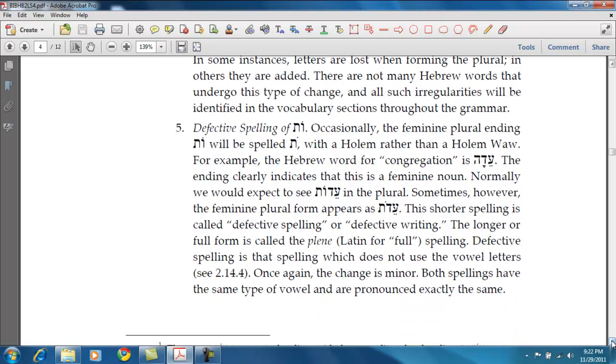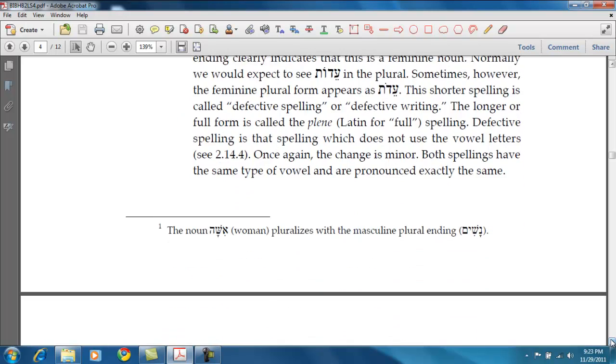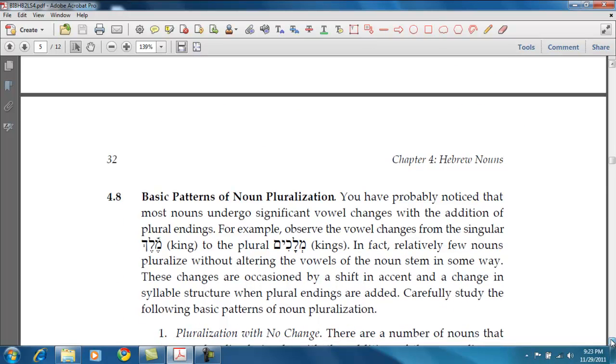Now, this shorter spelling is what we call defective spelling or defective writing. The longer form is called plene. I mentioned that a couple of chapters ago, but plene just means full. It's fully written out, nothing left out. Defective spelling is that spelling which does not use the vowel letters in their complete form. It's just minor. It has the same type of vowel and is pronounced exactly the same. So there's no big difference. Just note that there are defective and full writings of those.